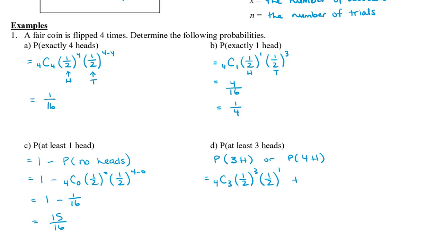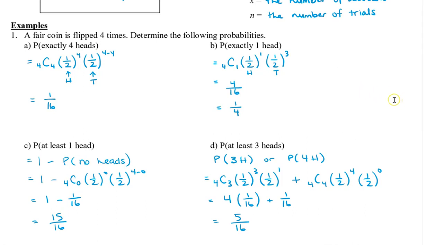Or, meaning that we're going to add 4C4, half to the power of 4, and then half to the power of 0. So here we have 4C3, which is 4, and then here we have half to the power of 4, so that's 1/16, plus 1/16 here, so here we get 5/16.